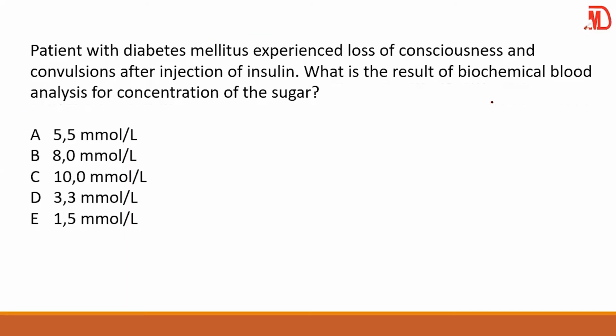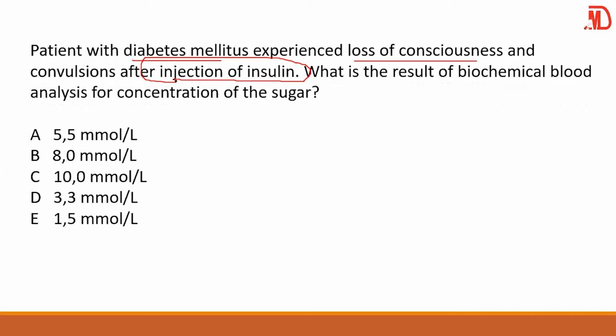A patient with diabetes experiences loss of consciousness. Now, diabetes means too much sugar. There's loss of consciousness and convulsion, and this occurred after giving insulin. And we know that insulin will decrease the glucose in the blood. So perhaps this person has gone through hypoglycemic coma.